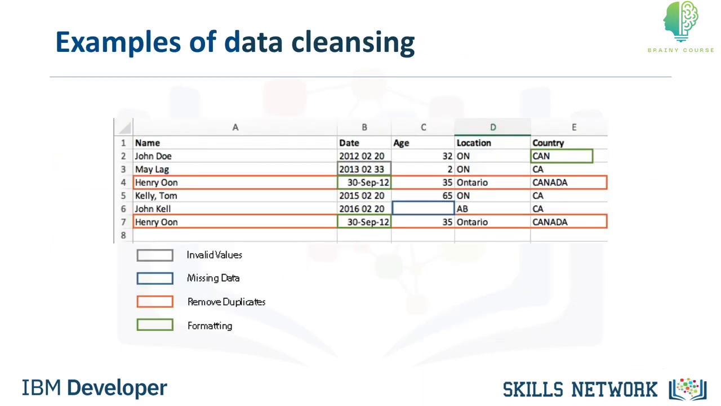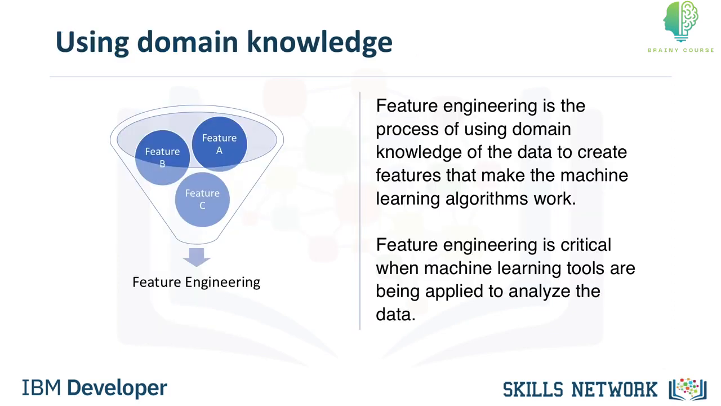To work effectively with the data, it must be prepared in a way that addresses missing or invalid values and removes duplicates, toward ensuring that everything is properly formatted. Feature engineering is also part of data preparation. It is the process of using domain knowledge of the data to create features that make the machine learning algorithms work. A feature is a characteristic that might help when solving a problem. Features within the data are important to predictive models and will influence the results you want to achieve. Feature engineering is critical when machine learning tools are being applied to analyze the data.